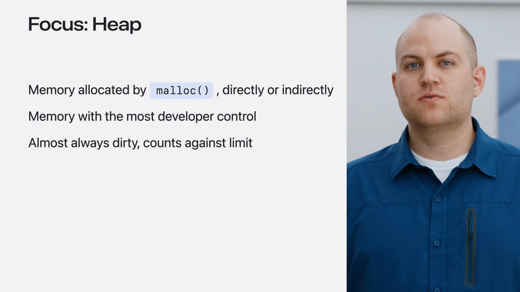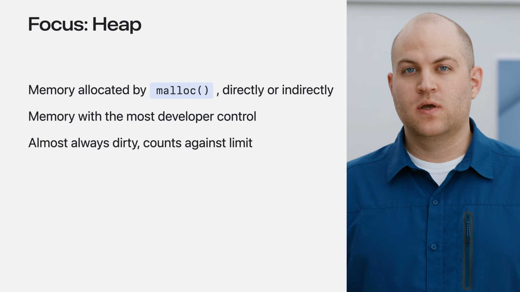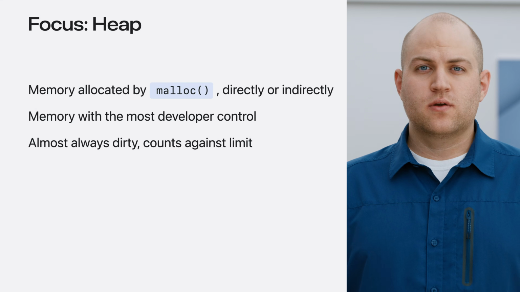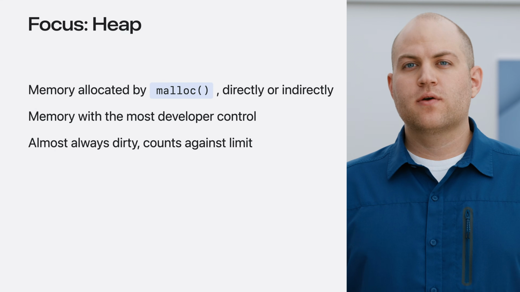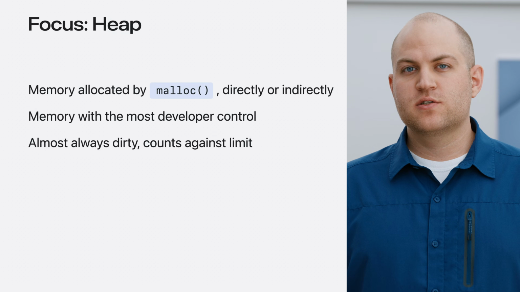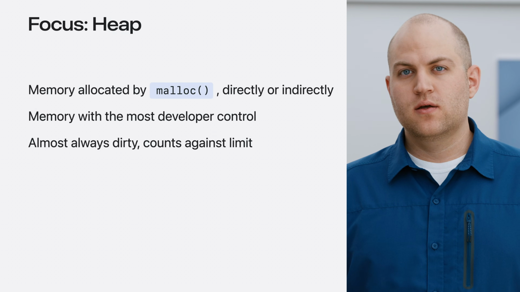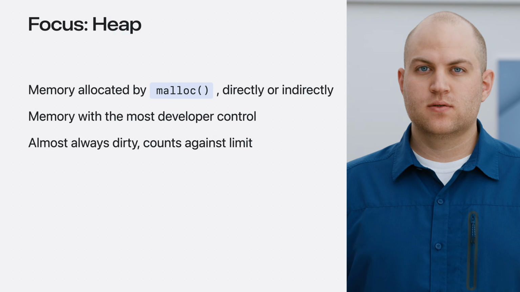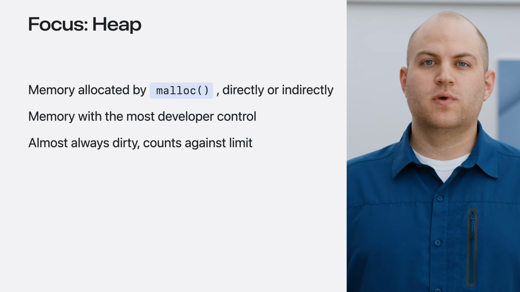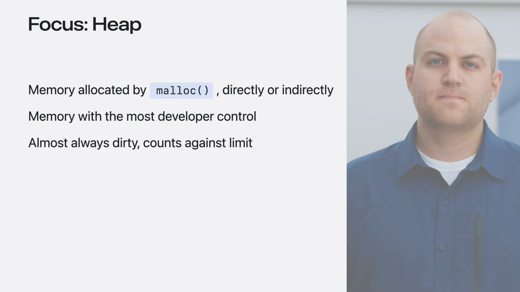Heap memory is used directly and indirectly by apps, and it's something as a developer you can control and optimize. It's where your app's reference types are stored, and matters because it's usually written to and dirty, making it count against your app's memory limits. That's why this session's focus will be on measuring and reducing heap memory.